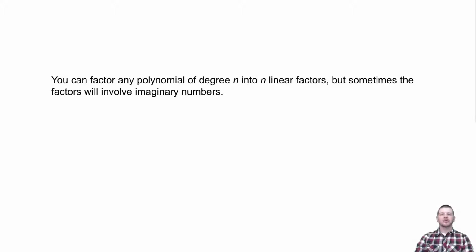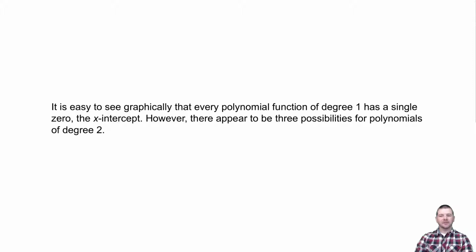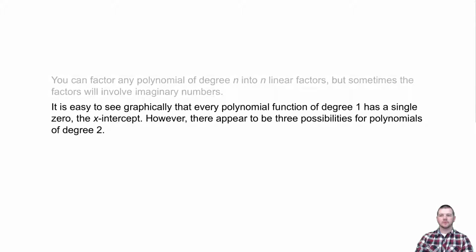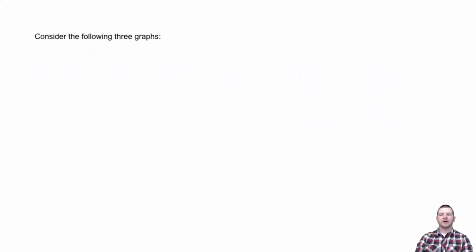You can factor any polynomial of degree n into n linear factors, but sometimes the factors will involve imaginary numbers. It is easy to see graphically that every polynomial function of degree 1 has a single zero, the x-intercept. However, there appear to be three possibilities for polynomials of degree 2. Consider the following three graphs.